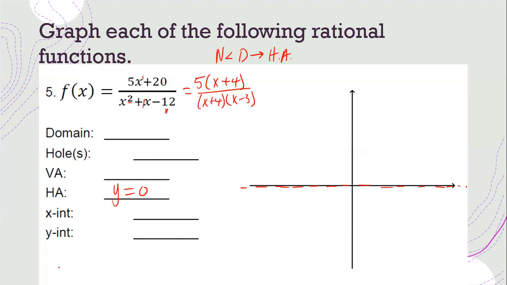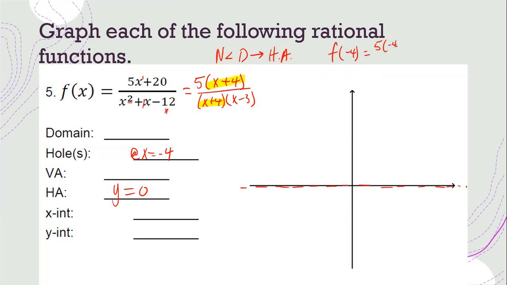Okay? After you factor, you're now going to determine what are your asymptotes and or holes. Okay? So looking here, I have a hole at x plus 4. Why? They cancel each other out. So I have a hole at x equals negative 4. To find the precise location of that hole, I have to substitute negative 4 in. Does that make sense?